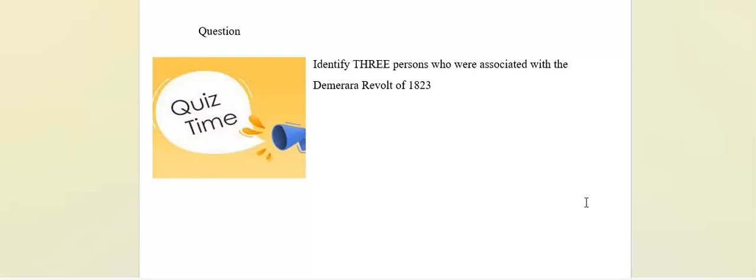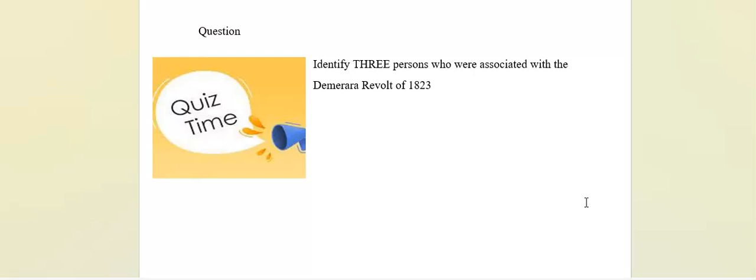It's quiz time. It's quiz time. Now the question is, identify three persons who were associated with the Demerara Revolt of 1823.